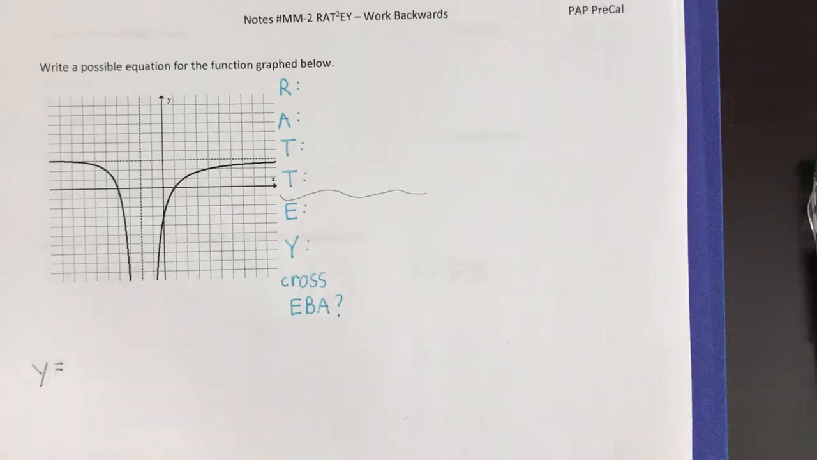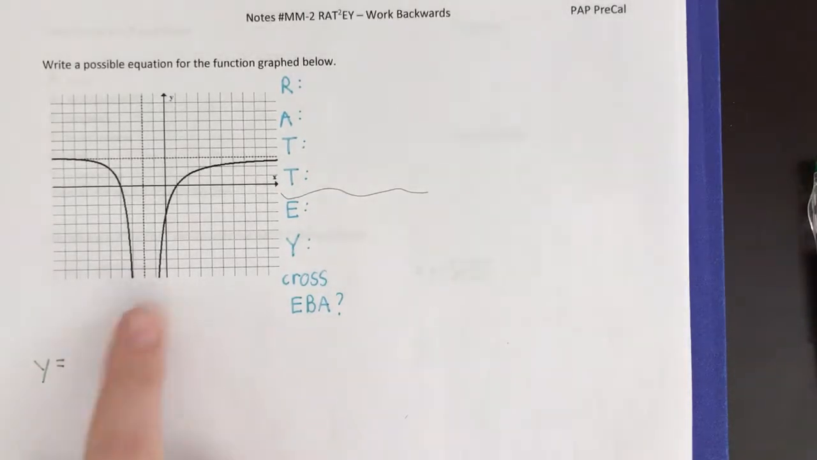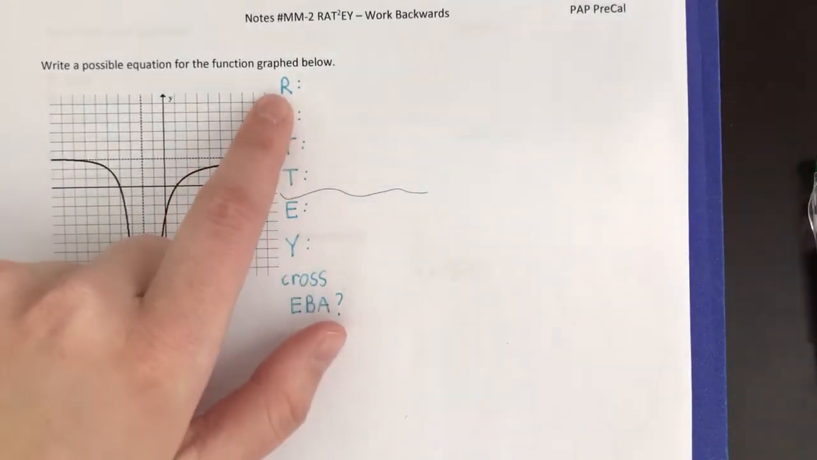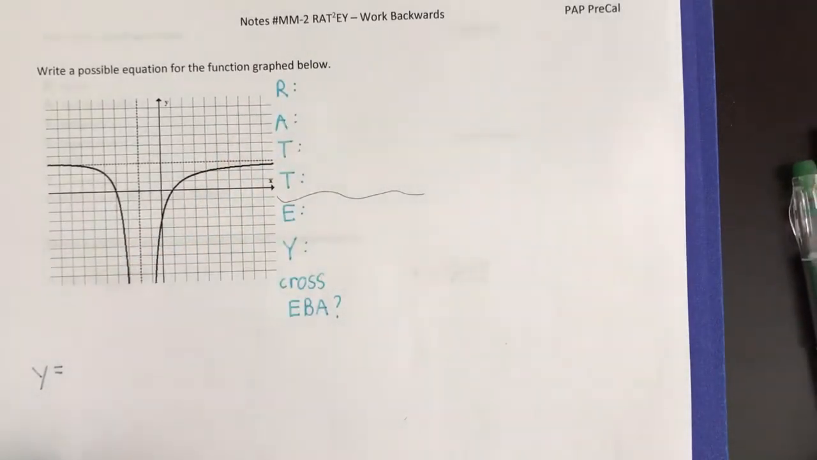Today we're looking at notes MM-2, RATT, work backwards. So given this graph, write a possible equation for the function graphed below. We're going to start with R, which means roots. So what roots do we have?